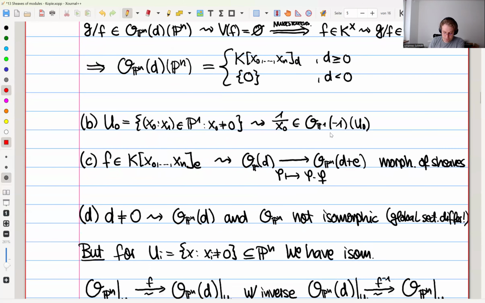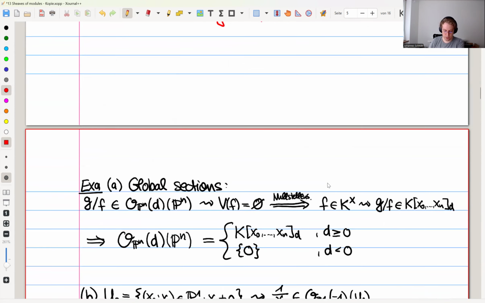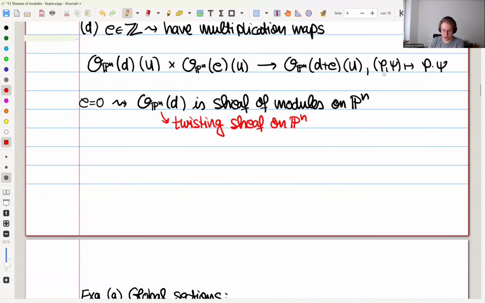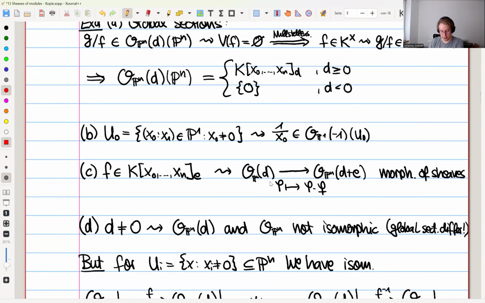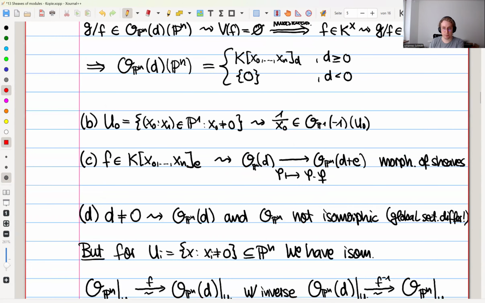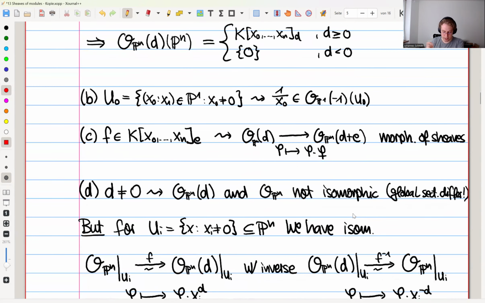Okay, and then the other nice thing is, since we have some global sections here, we also get some actually global morphisms of sheaves here. So for example, if you have a homogeneous polynomial of degree E, this is a section of O_Pn(E), then you get a morphism of sheaves from here to there, which sends phi just to phi times this section. So here we use this kind of multiplication map, which goes from D and E to D plus E. So here we just specialize the section to be the fixed thing F, and then we get actually a morphism of sheaves. Everything is compatible with restrictions. So there's some nice maps between these.